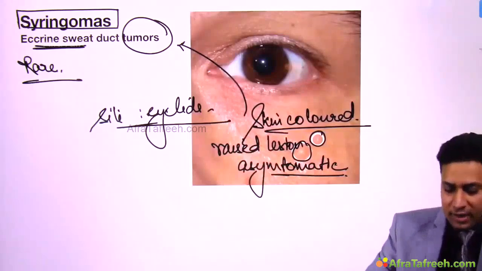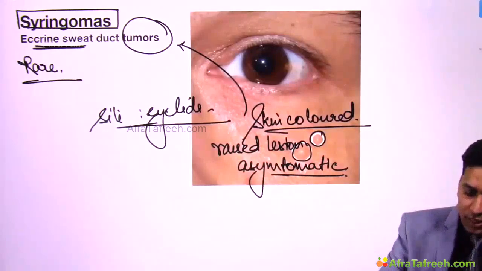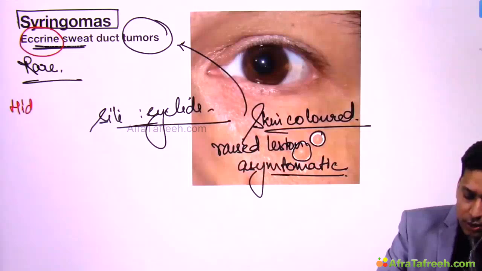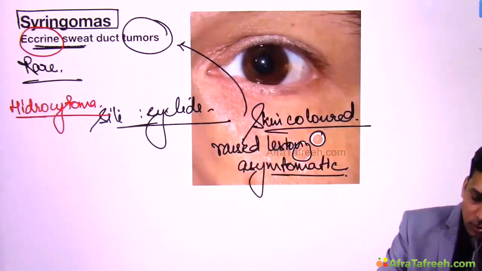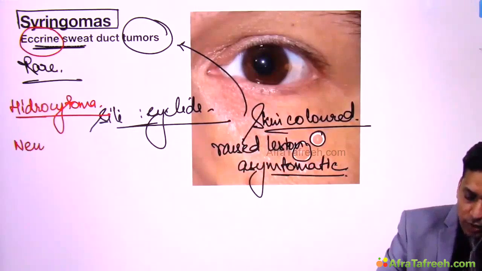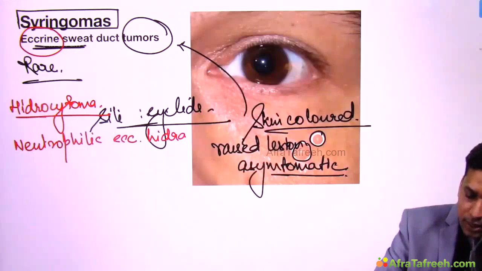Similarly, there are few more rare conditions of eccrine sweat gland. This is also eccrine. Then another condition is hidrocystoma and neutrophilic eccrine hidradenitis.